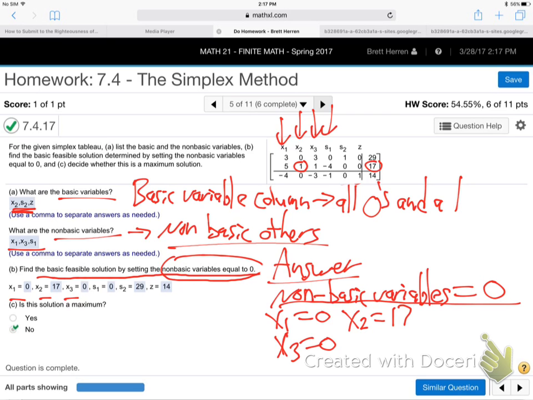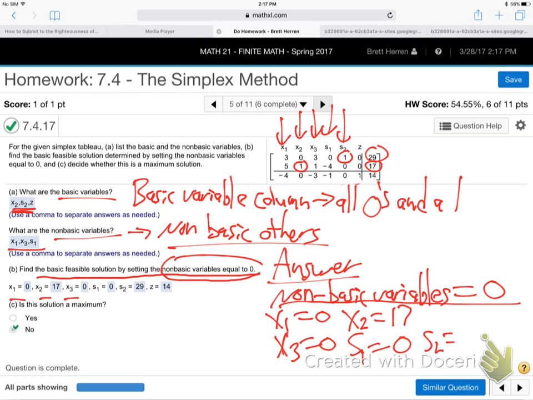How about S1? Slack variable 1. Are you basic? Looking down his column, is he all zeros and a 1? No, he's complex. Well, then what does that mean about him? He's zero. We're not even going to regard him as anything but zero. How about slack variable 2? Are you basic? Yes, he's like, yeah, I'm basic. I'm just 1 and all zeros. I'm simple. I'm basic. Well, then where's his answer? Look at the 1 and go straight across, 29. S2 is 29. Everybody see?